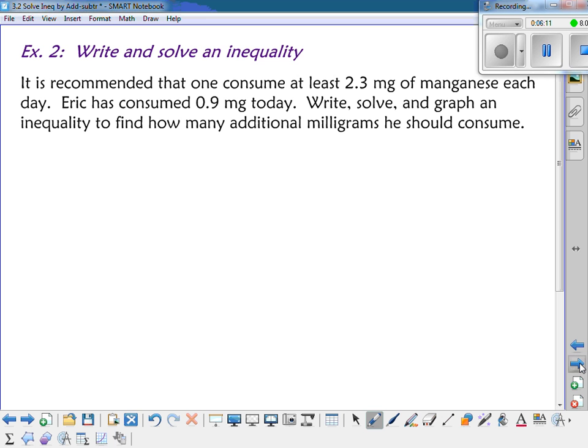On occasion, you will have to write and solve an inequality from a word problem. So let's take a look at this one here. It's recommended that one consume at least 2.3 milligrams of manganese each day. Eric has consumed 0.9 milligrams today. We're going to write, solve, and graph an inequality to find how many additional milligrams he should consume. So write this down in your notes, pause the video if you need to, get it written down before I go on.